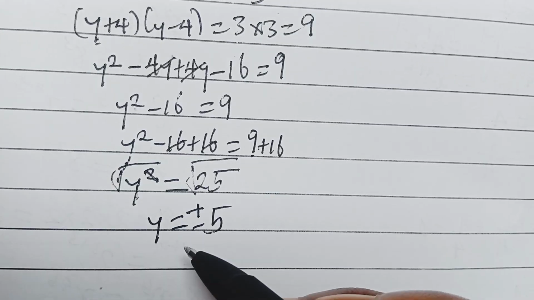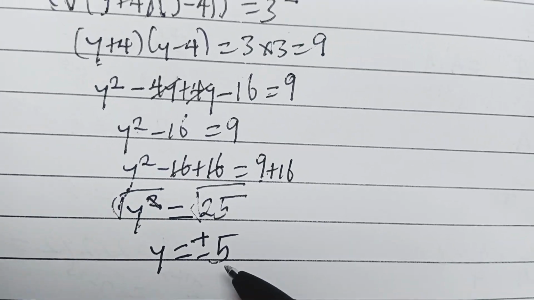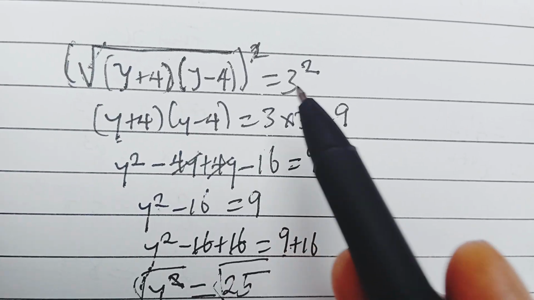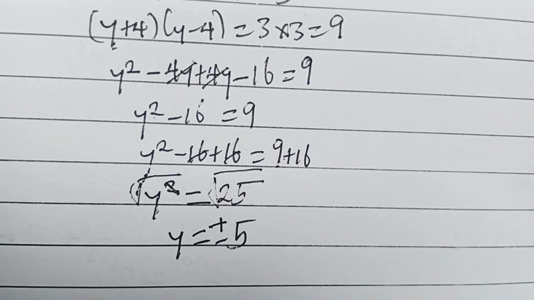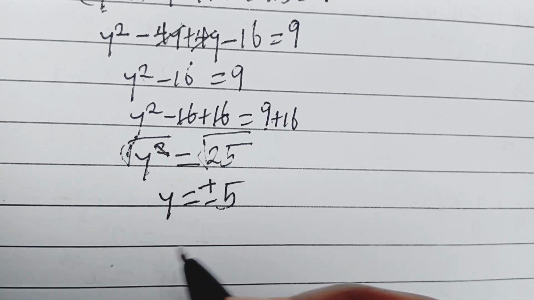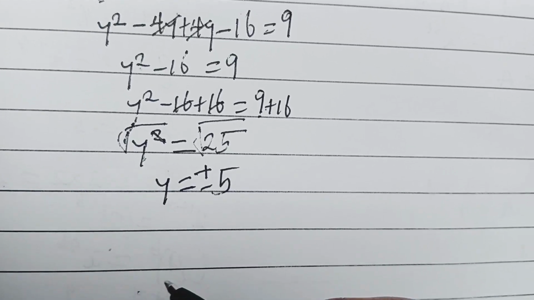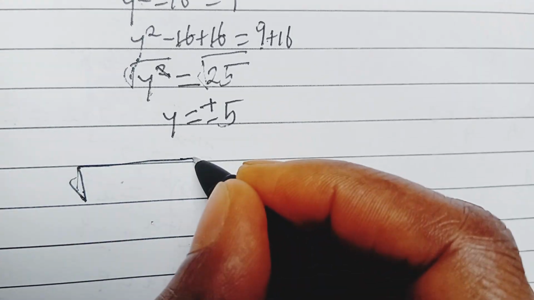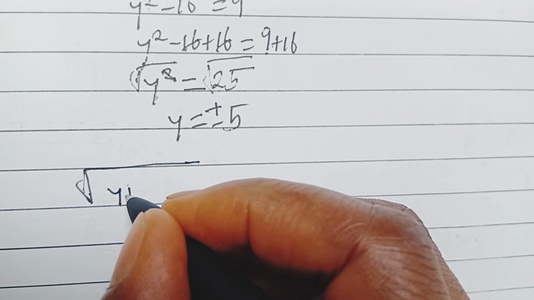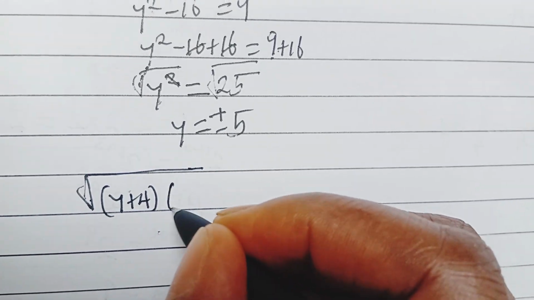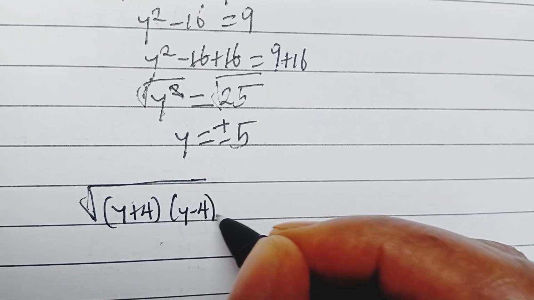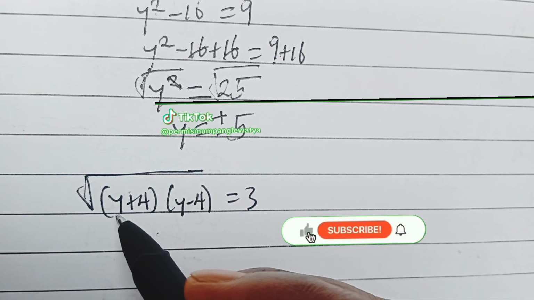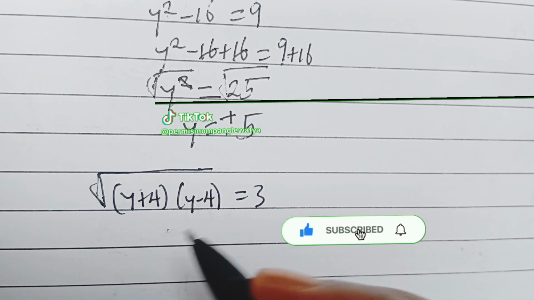We'll plug the values plus or minus 5 into our original equation to be sure that the value of y is correct. Alright, so first we go in with plus 5. So we have the square root of y plus 4 times y minus 4 is equal to 3. So we want to check if we put y into this, whether we are going to get 3.